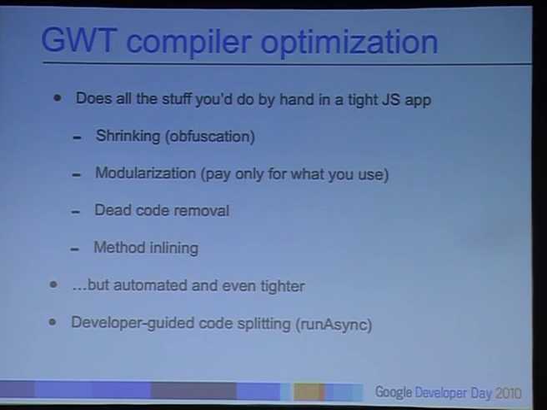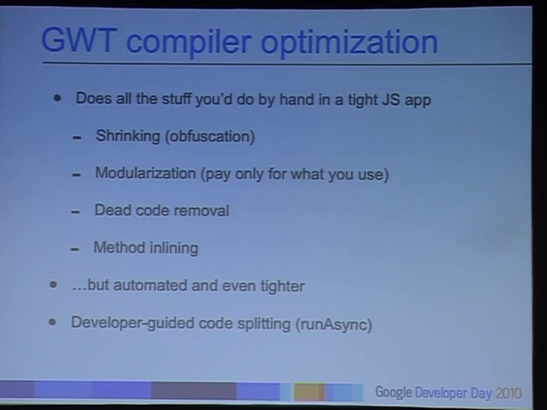So the compiler automatically does what would take you a long time to do by hand, a very careful analysis, and it does that for you automatically. It produces the smallest possible JavaScript containing just the code that you actually need. There are some other optimizations, constant folding and method inlining and things like that, that it does.